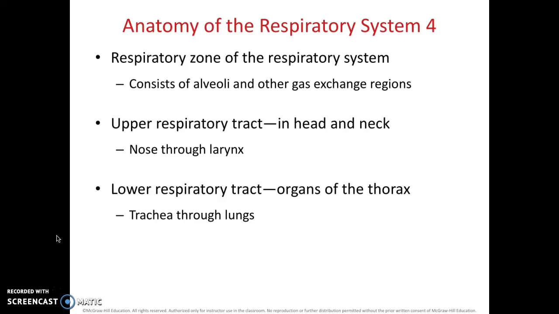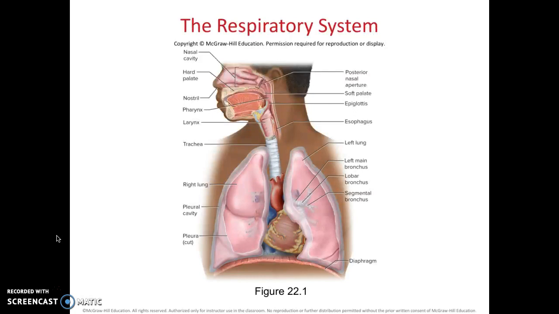The respiratory system can also be divided into upper and lower tracts. So the upper tract is the nose through the larynx, and this is in the head and the neck. And the lower respiratory tract are the organs of the thorax, and this is the trachea through the lungs. So here we see the upper and lower respiratory systems, with the upper being the nose through the larynx, and the trachea starting the lower respiratory system.